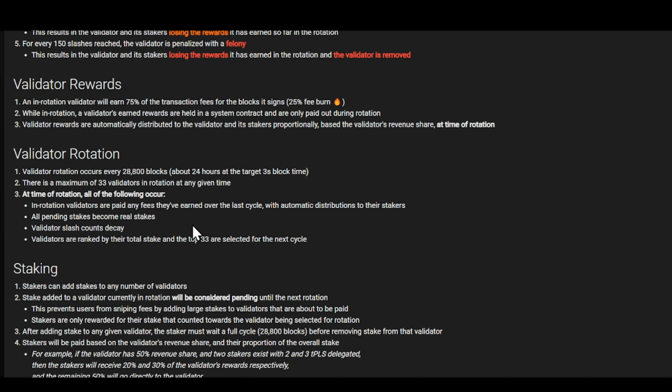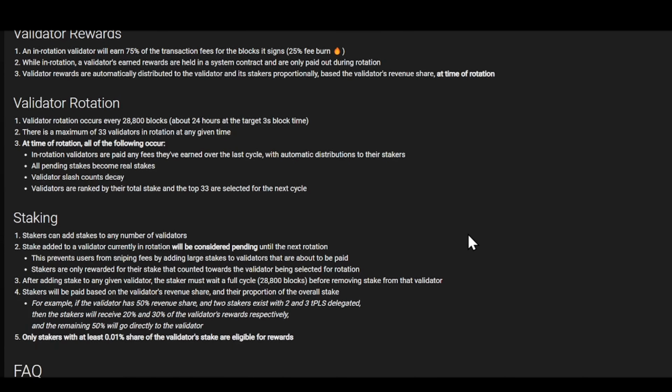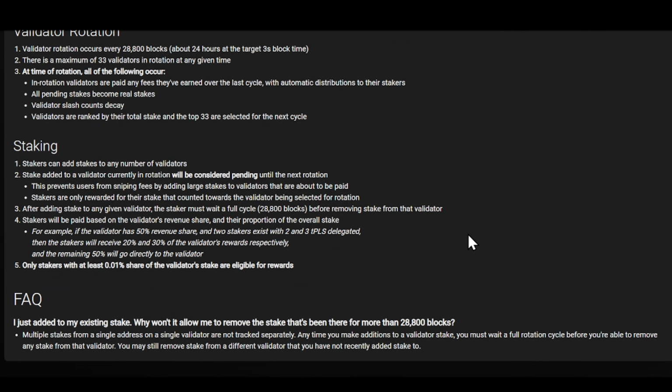At the time of rotation, all of the following will occur. Validators are paid any fees that they have earned over the last cycle, with automatic distributions to their stakers. All pending stakes become real stakes. Validator slash counts decay, and validators are ranked by their total stake and the top 33 are selected for the next cycle.